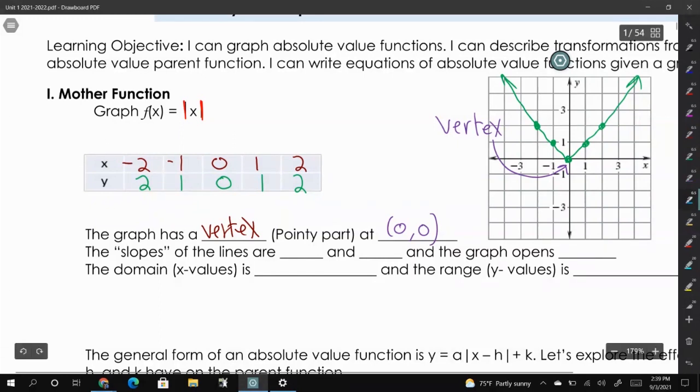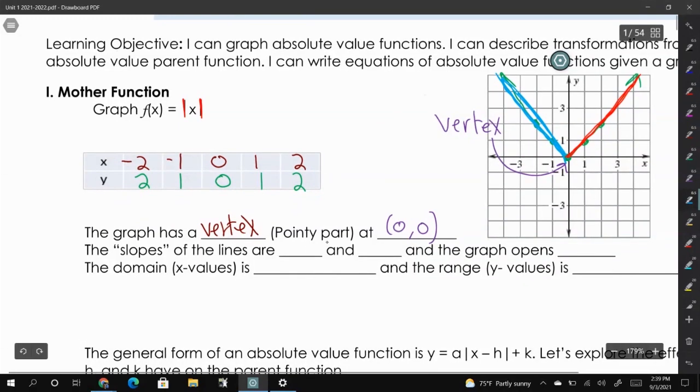And you notice that you have two lines that make up this absolute value function, or this V. You have this line in light blue, and you have this line in red. So the slope of the light blue line, if you're going from left to right, we're going down 1, right 1, down 1, right 1. That gives us a slope of -1 over 1, or just -1. Looking at the red part, our slope going from left to right is up 1, right 1, up 1, right 1. So +1 over 1, or just 1.